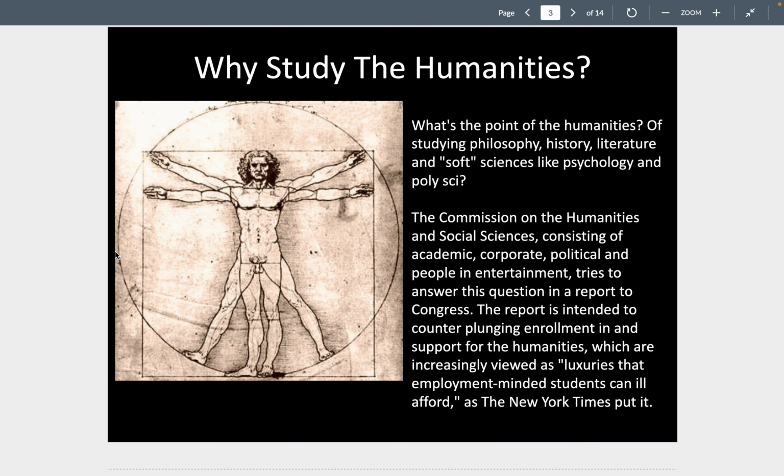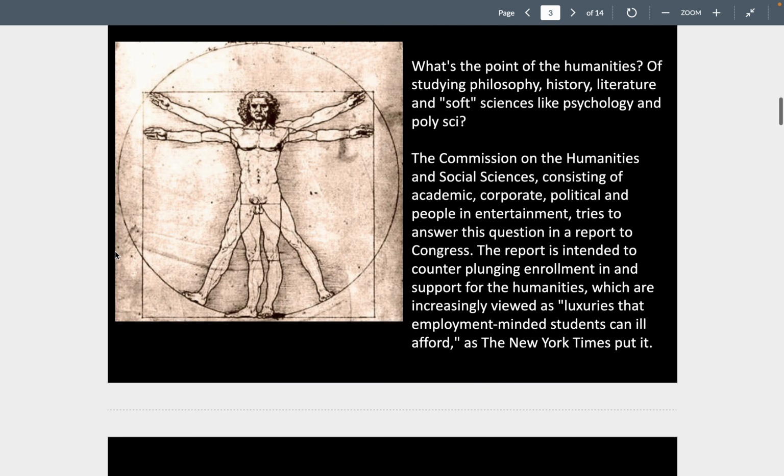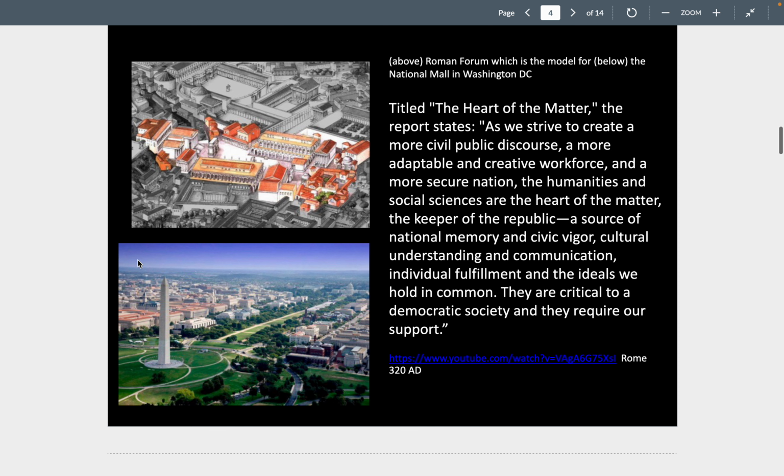Why study the humanities? So why study philosophy, history, literature, and soft sciences like psychology and poli-science, rather than just math and physics and engineering? Are these luxuries that employment-minded students can ill afford, as the New York Times once said?